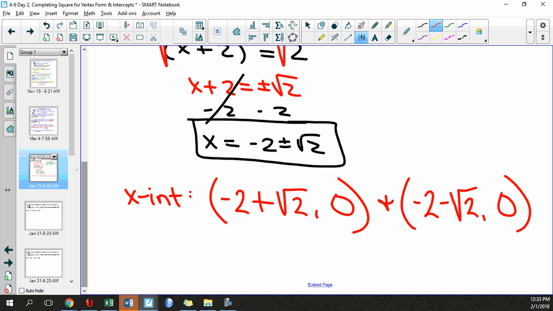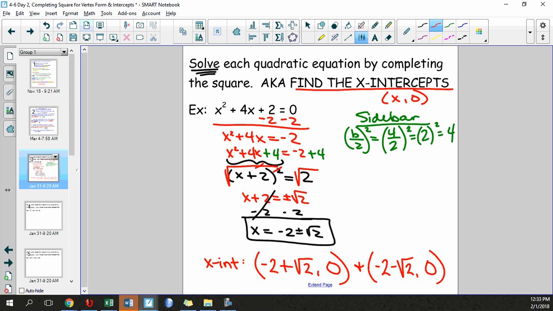Why do I have two x-intercepts here? Because my exponent of highest degree is 2, which means I should have 2 x-intercepts. Do we all understand that? If it was degree 3, I should have 3 x-intercepts. If it was degree 5, I should have 5 x-intercepts. Do we all understand that? Perfect. Again, let's do it all over again with a different problem.